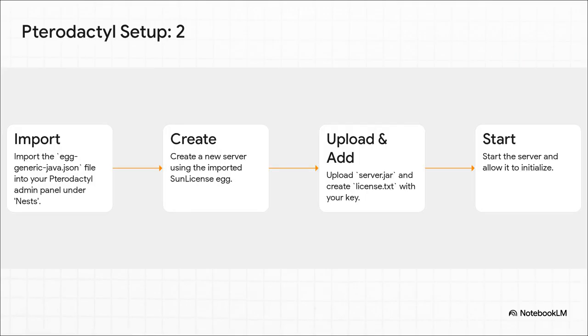Okay, once you have those three things, the rest is a piece of cake. Seriously, you just pop into your Pterodactyl admin panel, import that egg file we just talked about, then create a new server using that egg. After that, you just upload your server.jar file, create a new text file called license.txt, paste your key in there, and hit start. The server will do its thing, download what it needs, and you're good to go.